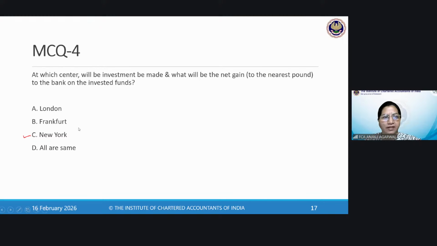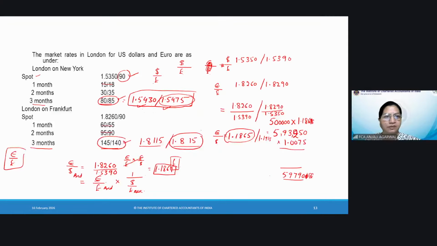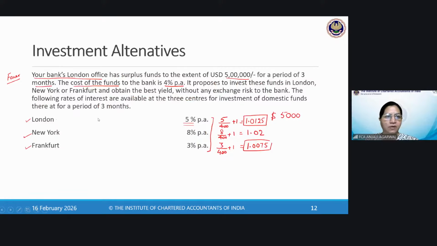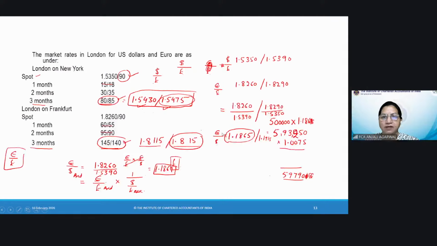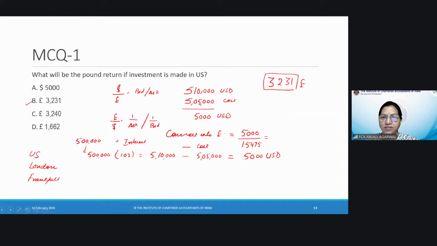Okay. Any doubt or any question here? I'll quickly repeat what you are supposed to be doing. You have 3 options to make investment. You have 500,000 pounds, which are dollars, which is going to cost you 4%. So ultimately you have to pay 500,000 plus 5,000, 5,05,000. Now, if you're making the investment in USA, you are earning 2%, but paying 1%. So you end up getting 1%, only 5,000 USD net, which you convert into pounds after 3 months at the rate of 1.5475.